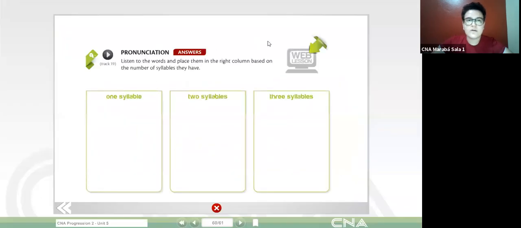Activity 9, pronunciation. Listen to the words and place them in the right column based on the number of syllables they have. This activity is a little complicated because it's really difficult for us to separate syllables in English. I have difficulty separating syllables in English, but try. You will listen to the words and write them in 1 syllable, 2 syllables, or 3 syllables, according to where you think these words fit. I'm going to share just my audio here and listen.